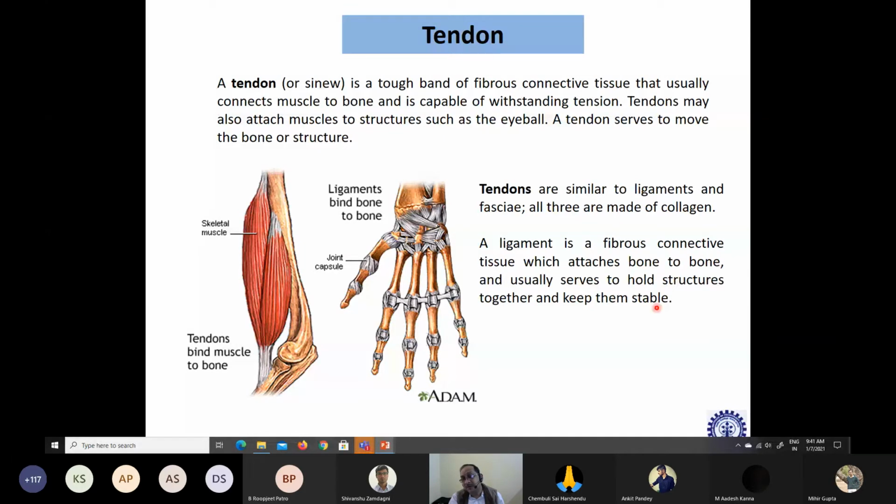So the contribution of the ligament is forming the joint. You can see it holds the structure, meaning more than one bone that forms the joint. It holds it in place and is also responsible for the mechanical stability of the joint.